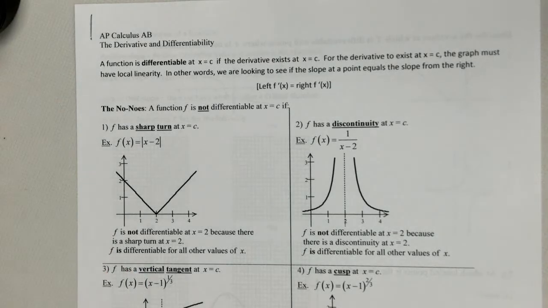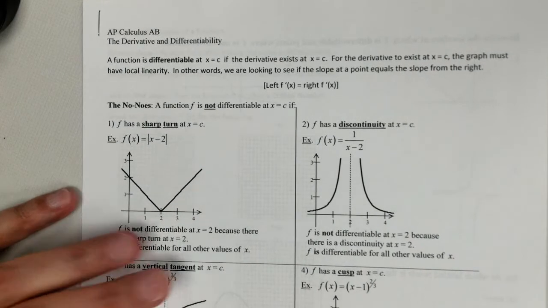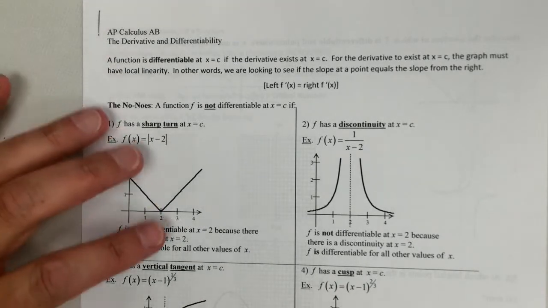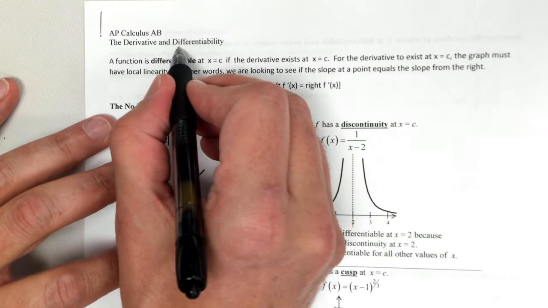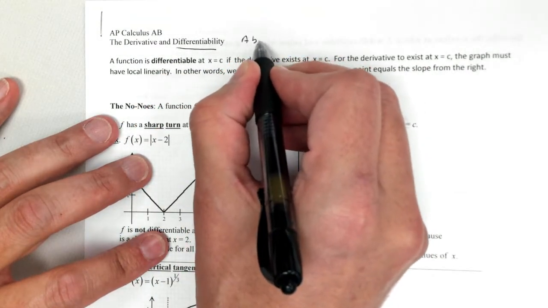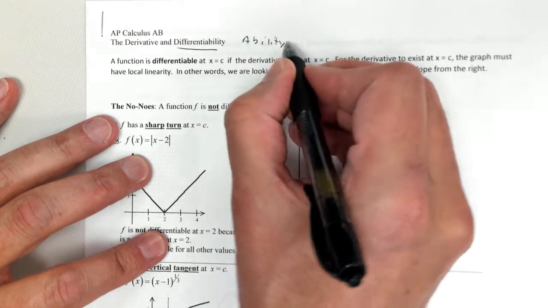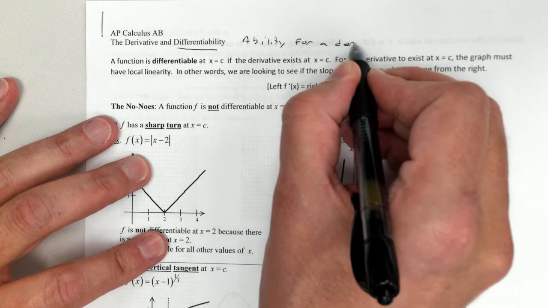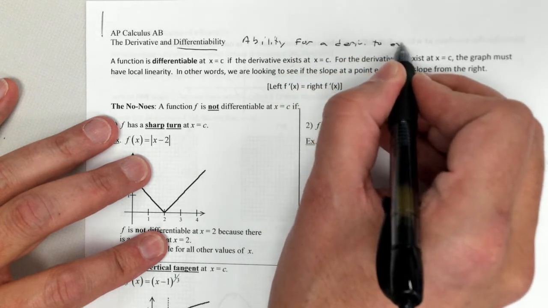Hi everybody. We have been spending a lot of time talking about derivatives. So today we're going to discuss what it means for a derivative to exist, and we call that differentiability. It's really how we can tell a derivative can exist. So we say it's the ability for a derivative to exist.